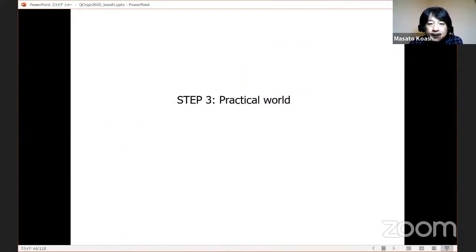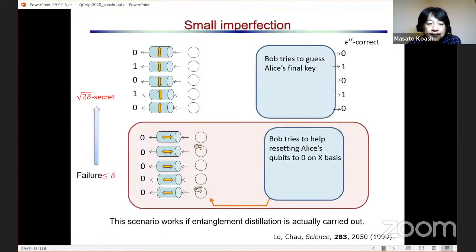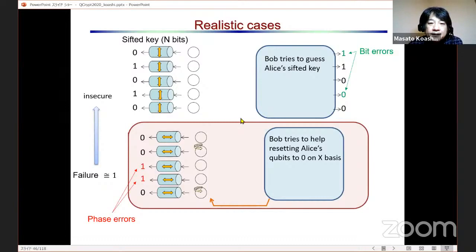Then next is the practical case. So I think this scenario here would work if entanglement distillation is actually carried out, but normally we don't do that. So what happens in the realistic cases is that even if Bob tries to help Alice, Alice cannot reset these qubits to the plus state. So this outcome involves some ones. So I define each of the ones here to be a phase error.